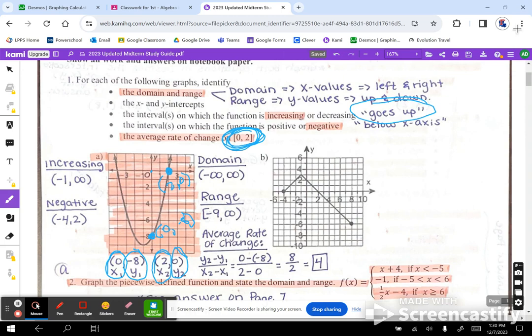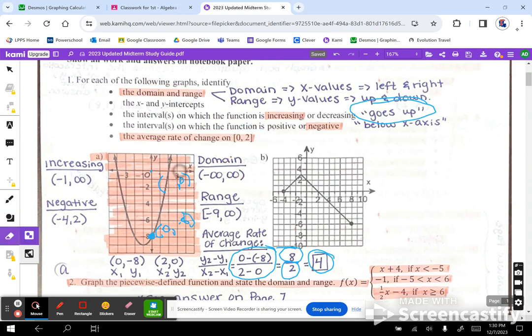So the average rate of change, you use the formula y2 minus y1 over x2 minus x1. So once I have those ordered pairs, label them x1, y1, x2, y2 like I did here, and put them in the formula y2 minus y1 over x2 minus x1. And you get 0 minus negative 8. Two negatives make a positive. 2 minus 0 is 2. 8 divided by 2 is 4. So your average rate of change is 4.